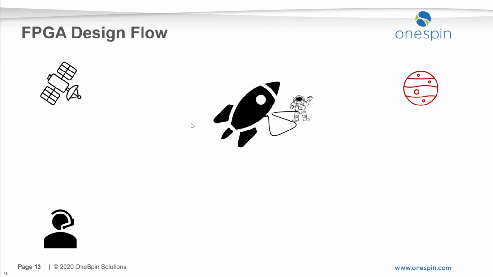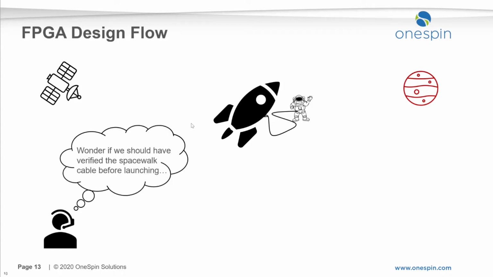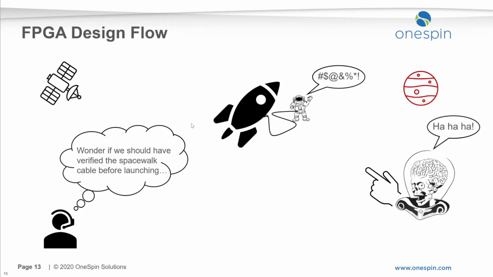Right? So let's say that we consider the current verification flow that many FPGA people still use. This would be equivalent to you asking, I wonder if the spacewalk cable should have been verified before we launched, which probably will prompt your customer to react something like this, and which would in turn make your competition, or in this case, the people on Mars that are waiting for you, well, they would probably laugh at you.